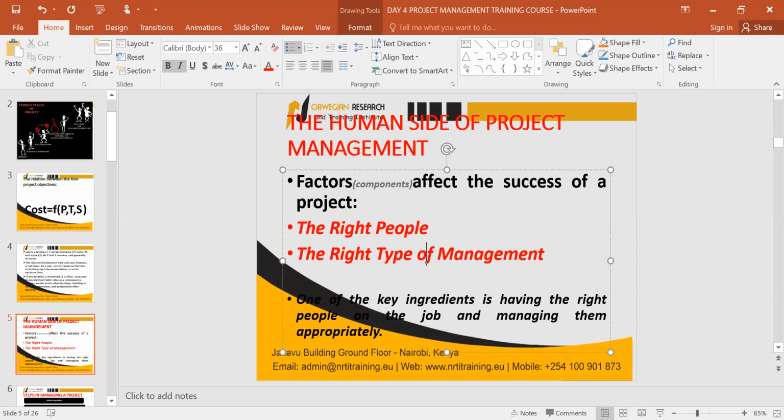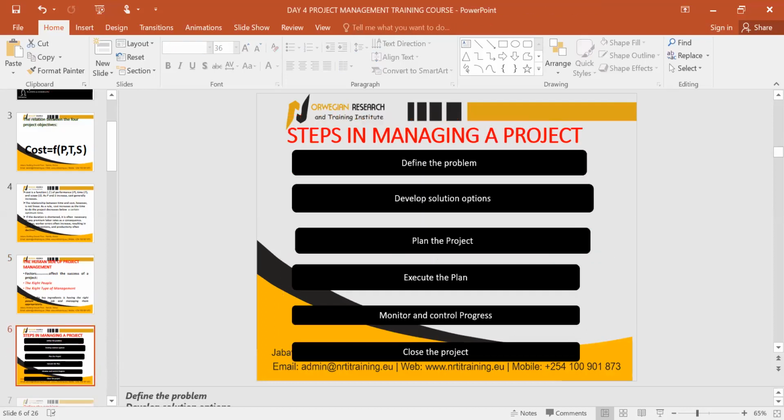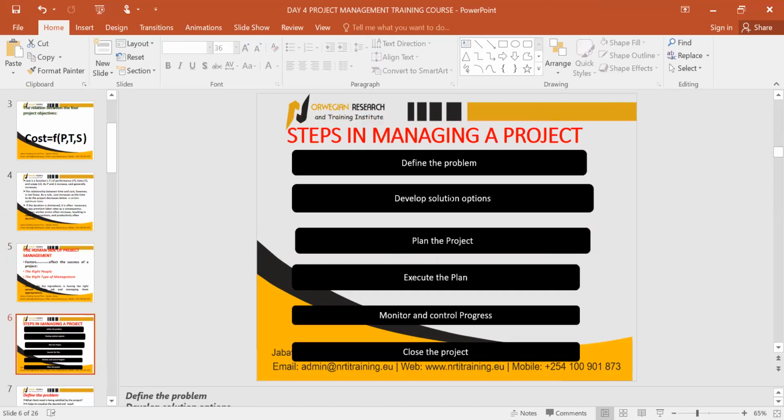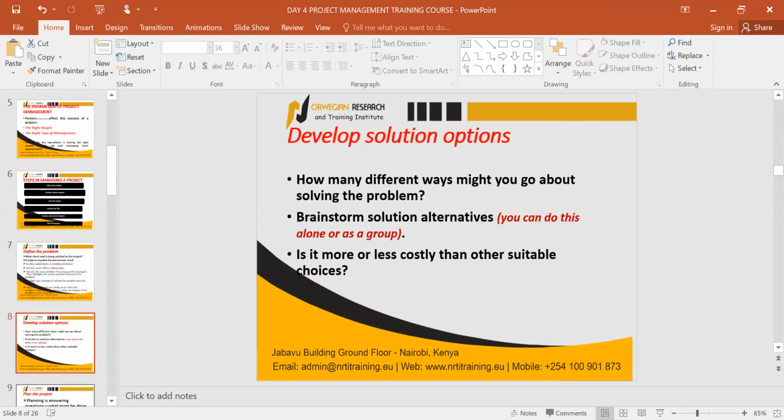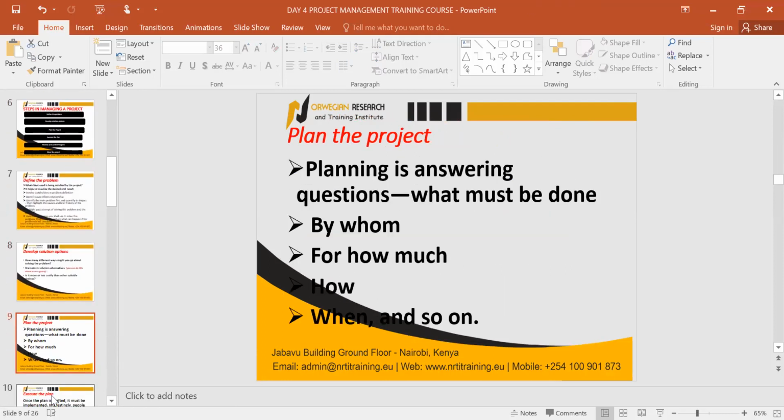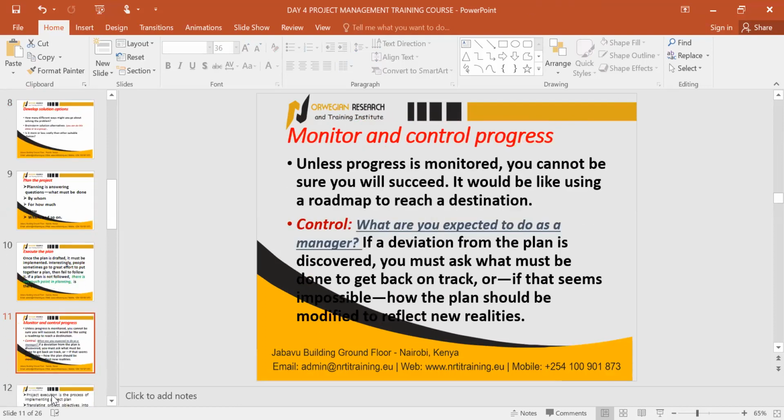Let's move to the next slide, so that we look beyond the human beings. The next slide is about steps. Okay, now this is steps. I will pass this because I've already talked about these ones. Plan the projects. Yeah, I've also talked about that. Next, monitor and control the progress.